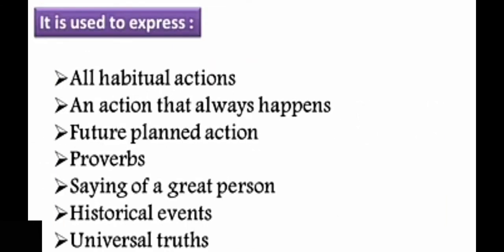Lastly, how to use it? These are the usages of simple present tense. First one is, it is used to express habitual actions. All habitual actions are expressed through simple present tense. The rainbow has 7 colors, right? The fish lives in water. The habitual action is an action that always happens.